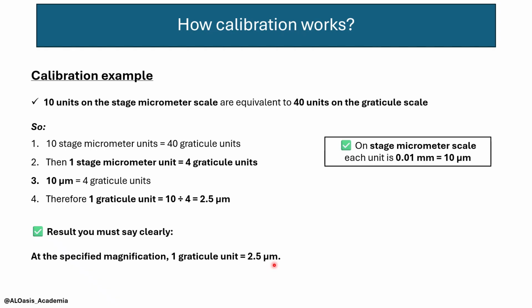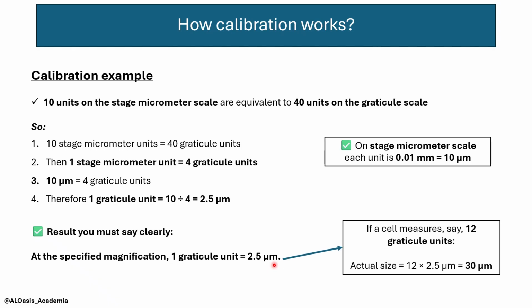So if you use the microscope, align the graticule scale with a specific cell, and find that the cell measures 12 graticule units, we already know that each graticule unit equals 2.5 micrometers. To find the actual size of this cell, all you need to do is multiply 12 by 2.5 micrometers. This will give you 30 micrometers. So the actual size of this cell in this example is going to be 30 micrometers.